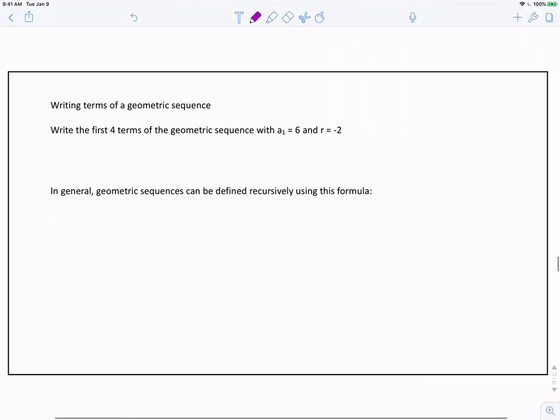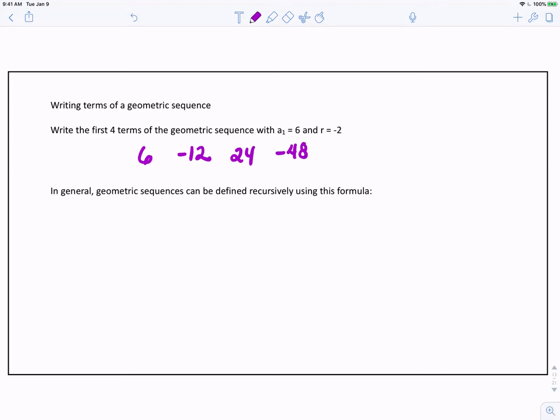Writing the terms of a geometric sequence. Write the first 4 terms of the geometric sequence where a sub 1 is 6 and r is negative 2. So the first number is 6. The second number is 6 times negative 2, or negative 12. Multiplying by negative 2 again, we get 24. Multiplying by negative 2 again, we get negative 48.